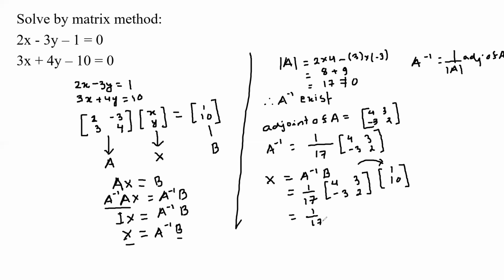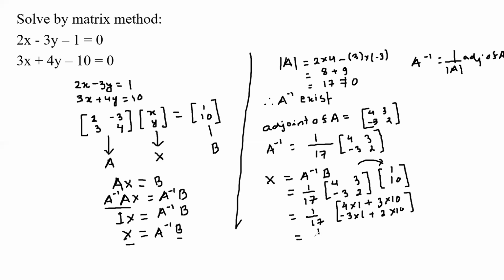1 by 17 as it is, and let's multiply row by column. How do we do the first one? Let's take the first row: 4 into 1 plus 3 into 10. Now let's come to the second row. It's -3, let's begin with the -3: -3 times 1 plus 2 times 10. Remember, while we multiply, we just take the corresponding components of the row and column.